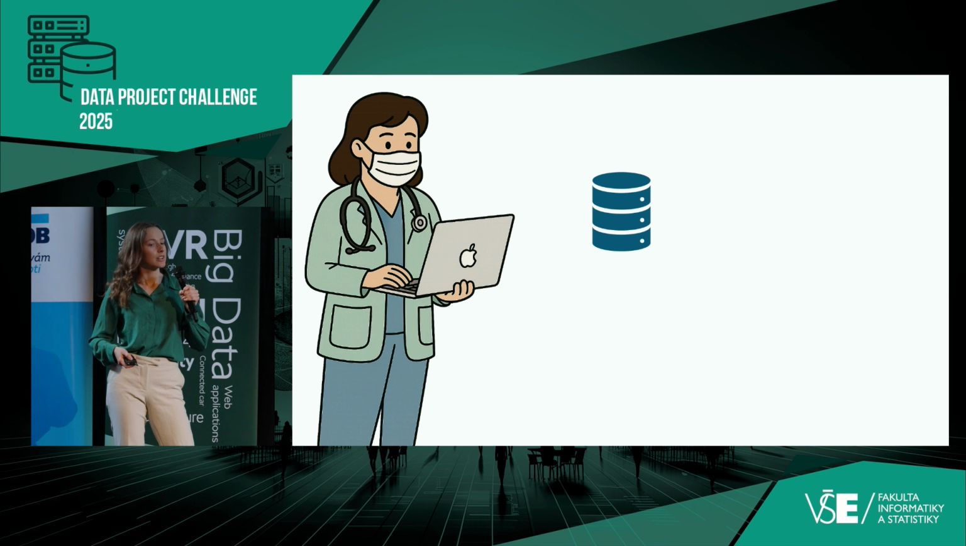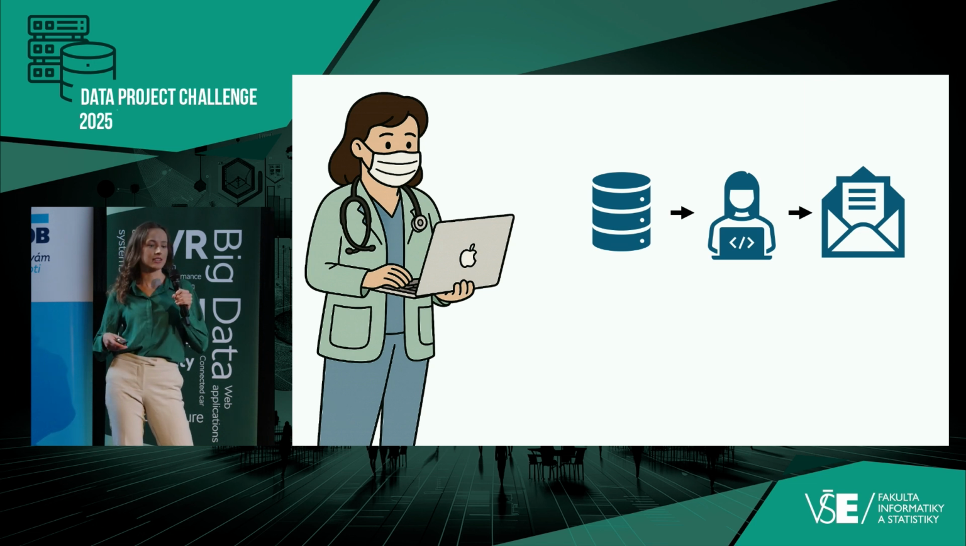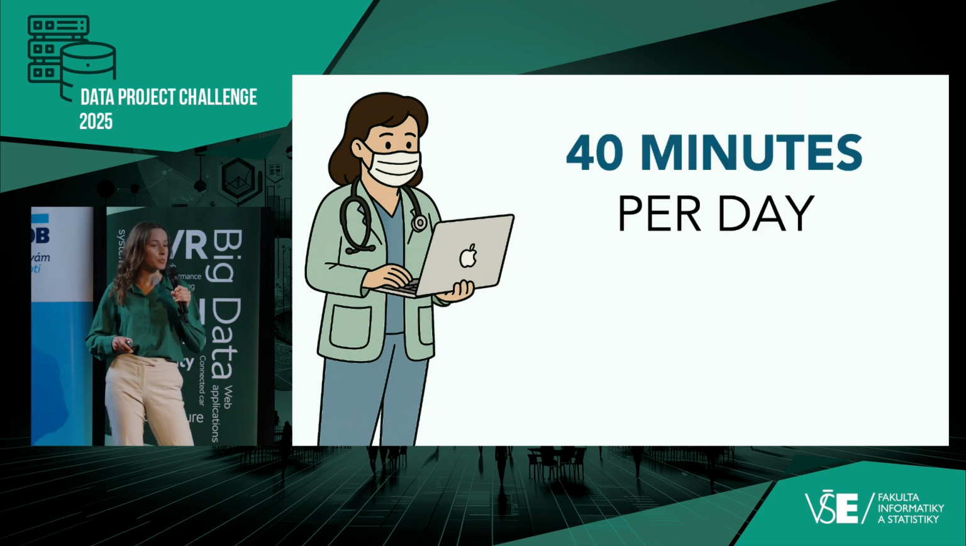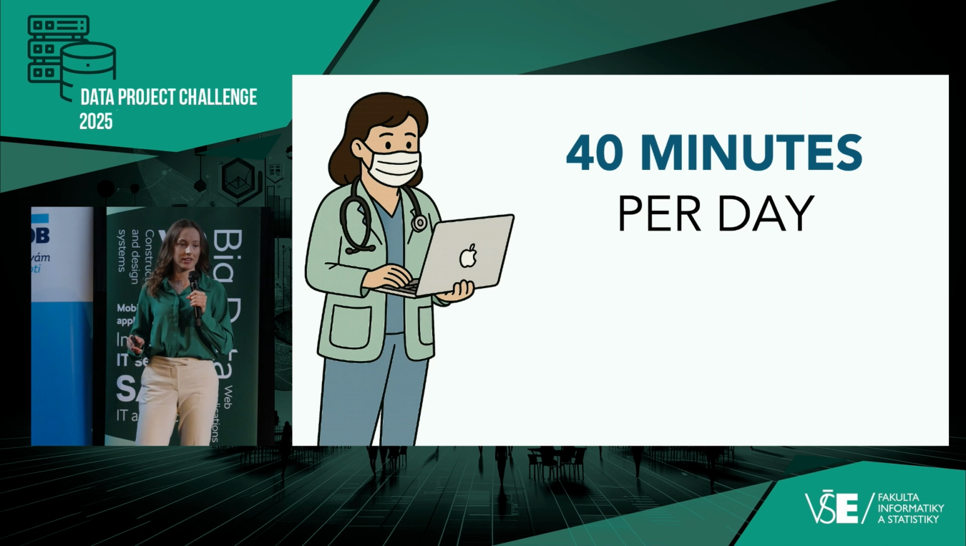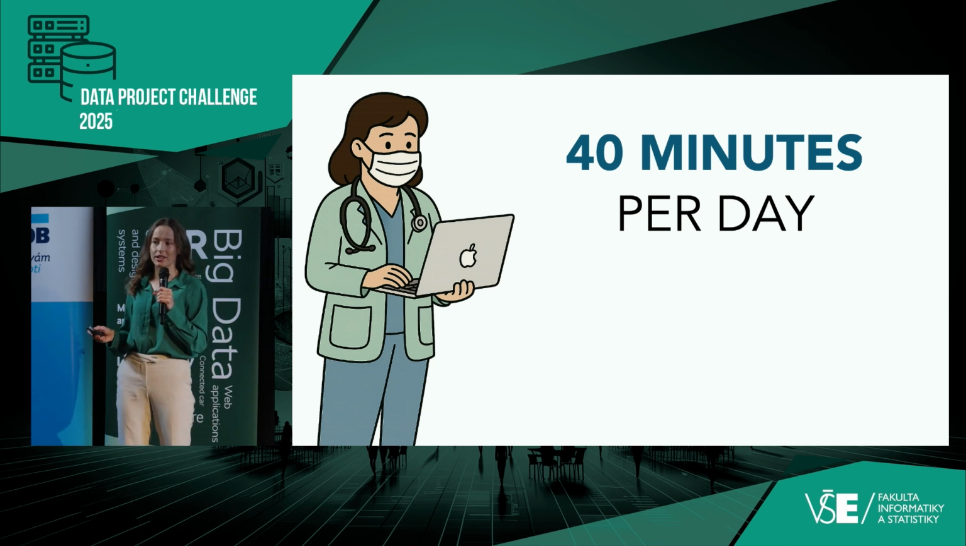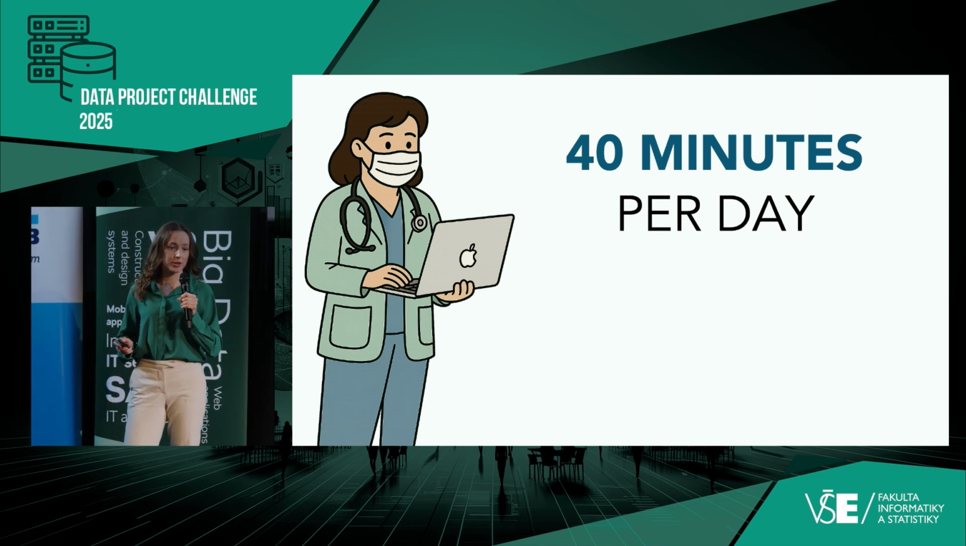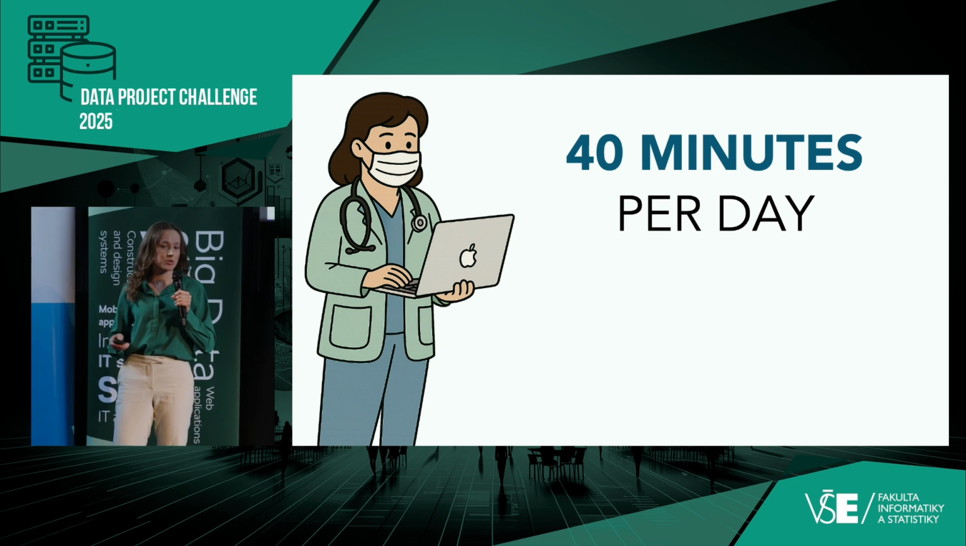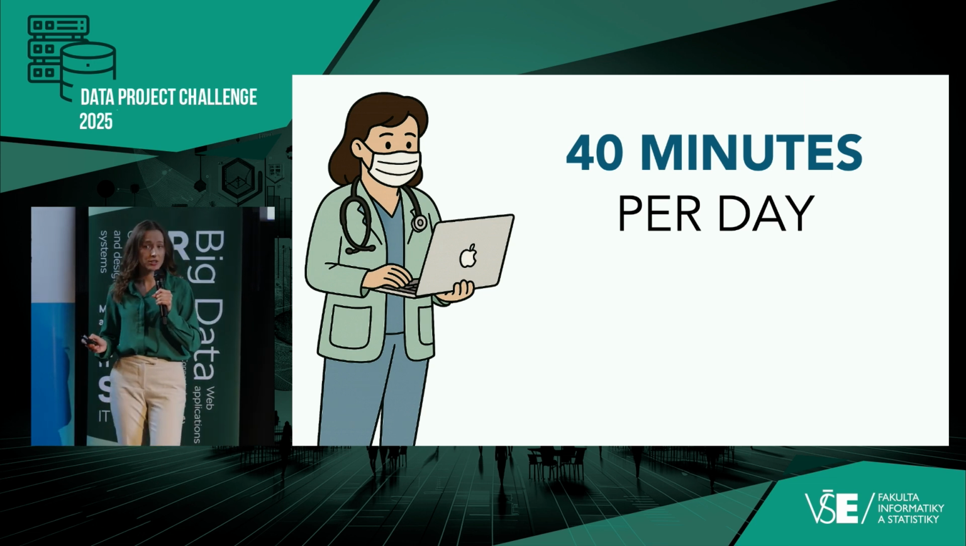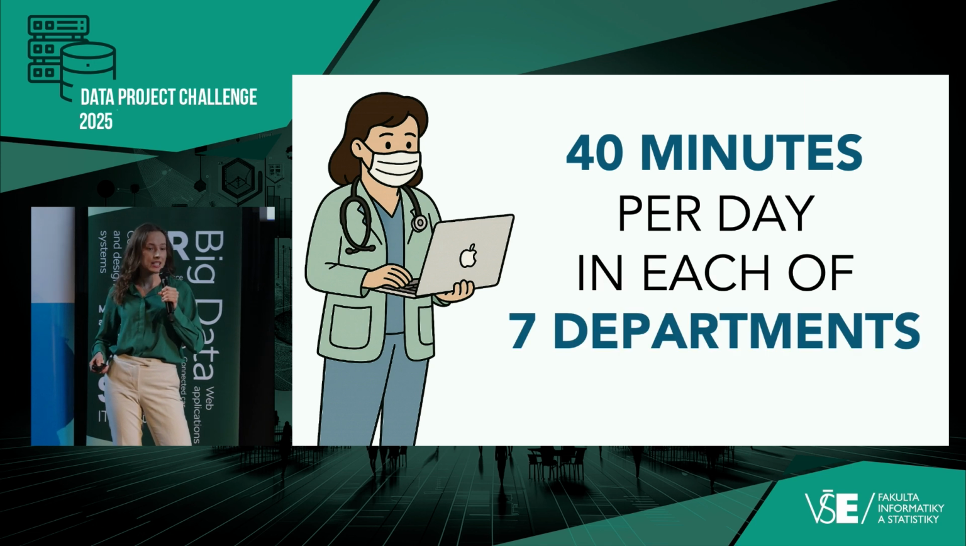What she used to do is go to the database, write a couple of queries, and then copy the results and send them through email to all the employees that needed to know the current occupancy in her department. This whole process took her 40 minutes every morning, but she could use this time really differently. She could provide much better care for the patients, or plan the strategic decisions for the hospital. And she's not the only one doing this. There are 7 departments in the hospital, and each of them has its head doing this every day, every morning.